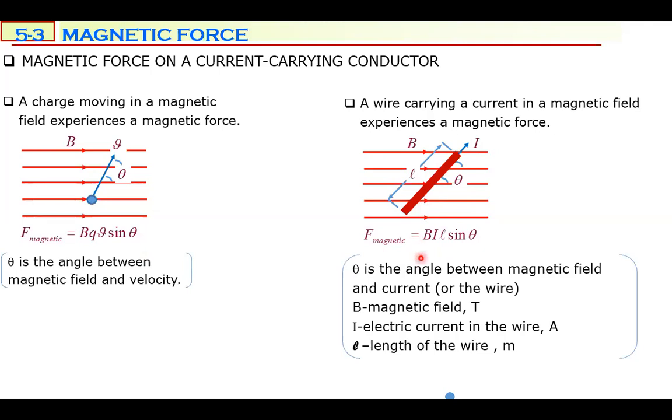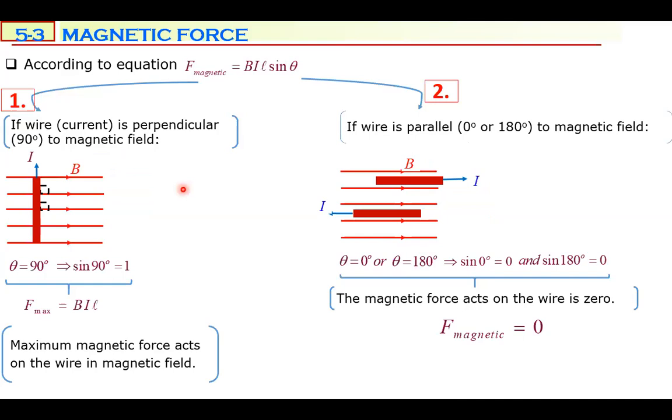So if the wire is perpendicular to the magnetic field lines, and the current is perpendicular to the magnetic field lines, sine 90 is 1, and maximum magnetic force acts on the wire. But if the wire is parallel to the magnetic field lines, like the electric current is in the same direction as the magnetic field, or in the opposite direction, meaning when the angle is 0, or when the angle is 180, sine 180 and sine 0 is 0. That's why the magnetic force acting on a wire which is parallel to the magnetic field lines is 0.